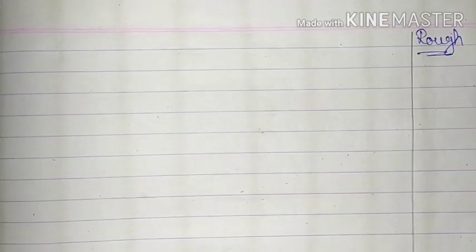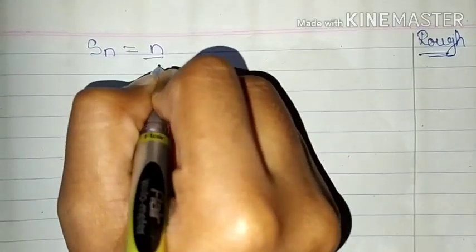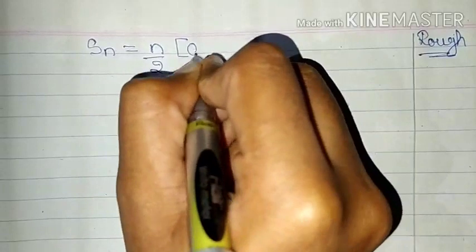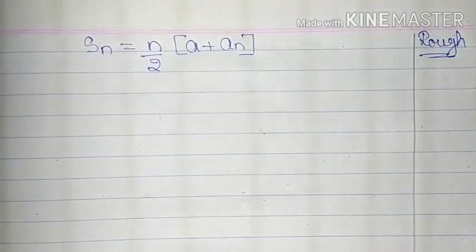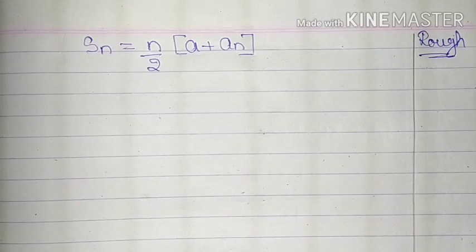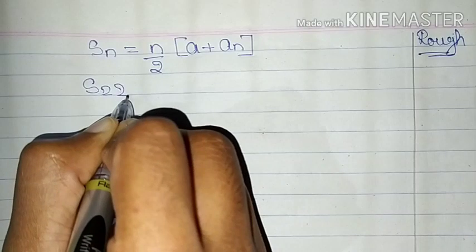Now since we know the value of the first term a and the last term an, to find the value of S22, let's make use of the formula Sn is equal to n by 2 into a plus an. You can also solve for S22, that is the sum of the first 22 terms, by using the other formula, that is Sn is equal to n by 2 into 2a plus n minus 1 into d. So here my n is 22. I will be making use of this formula.